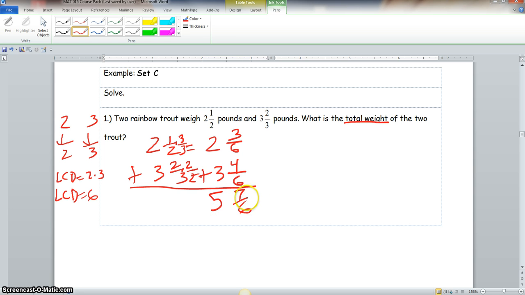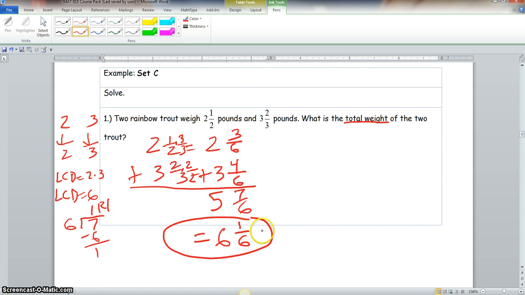Now there's a problem here. This is an improper fraction. So we need to go off to the side and ask ourselves, 6 goes into 7 once, and we have a remainder of 1. So that 1 that's here, we will add it to this 5. So this will give us 6. Our denominator still will remain 6, but now our numerator is the remainder.